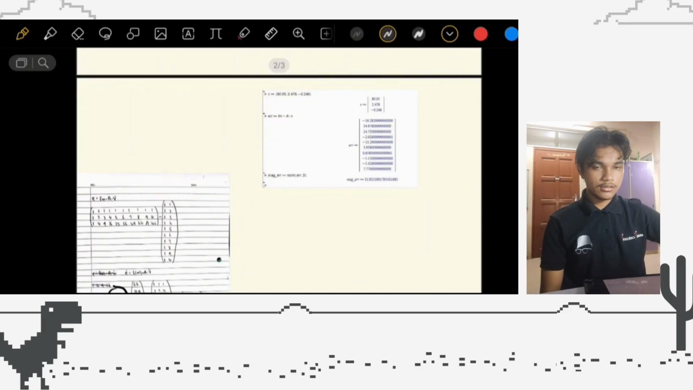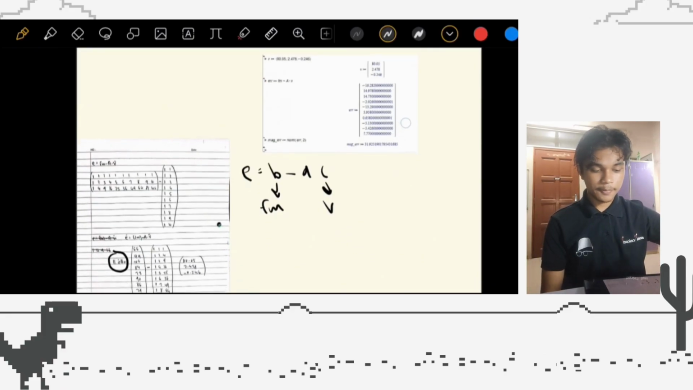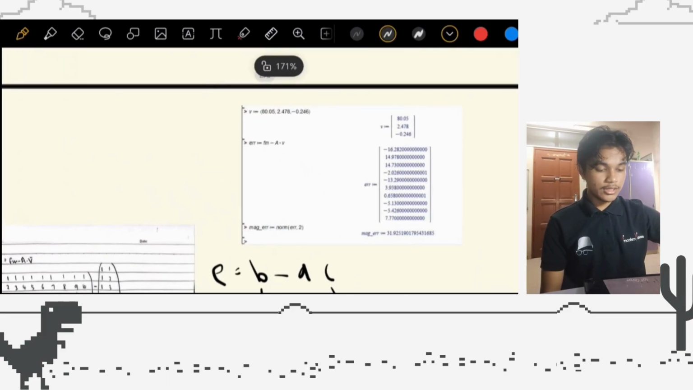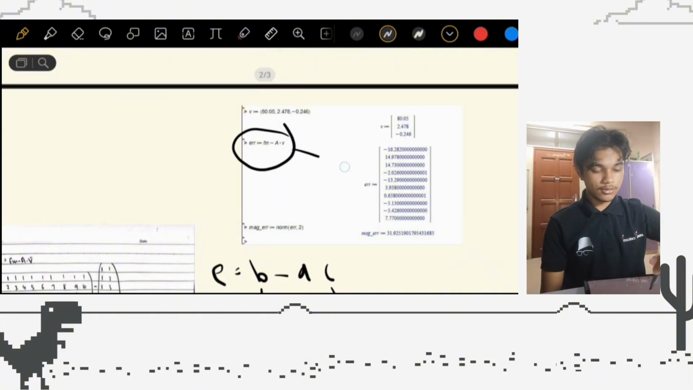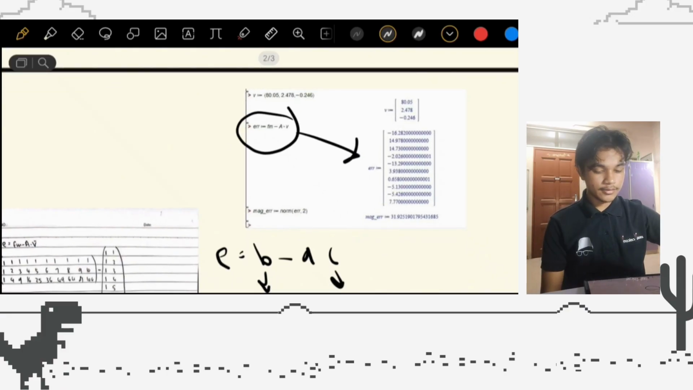Next, to determine how good this fit is, we need to calculate the error vector. So the formula of error vector is E is equal to B minus AC, where we identify B as FM and C as V in the Maple. So this is how it looks like in the Maple, and this is the answer of the error vector.